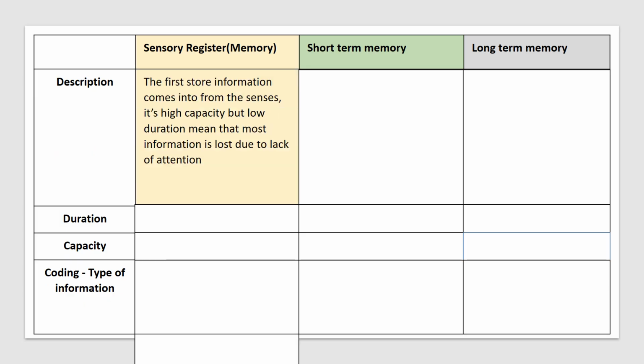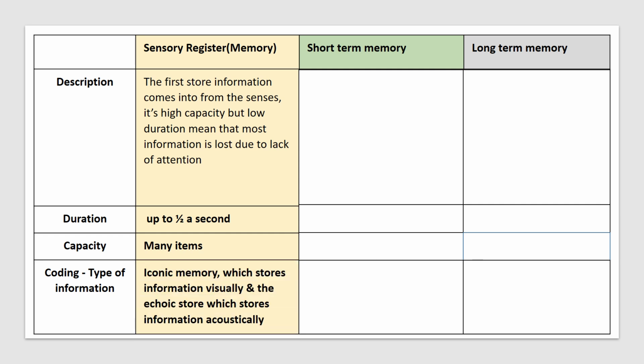Okay, so first of all we have the first store, the sensory register, where information comes into the senses. It's high capacity but low duration. Most information is lost due to a lack of attention. Duration is up to half a second. Some people argue it's up to 2 seconds, but it's very, very brief. It's so brief we can't really measure it. That is a problem. Capacity again, it's so brief we can't really measure this, so what we believe is it's many items. And the types of encoding that we see are iconic, which is to do with visual information, and echoic, which is to do with auditory information. So we see two different ways of it being stored there.